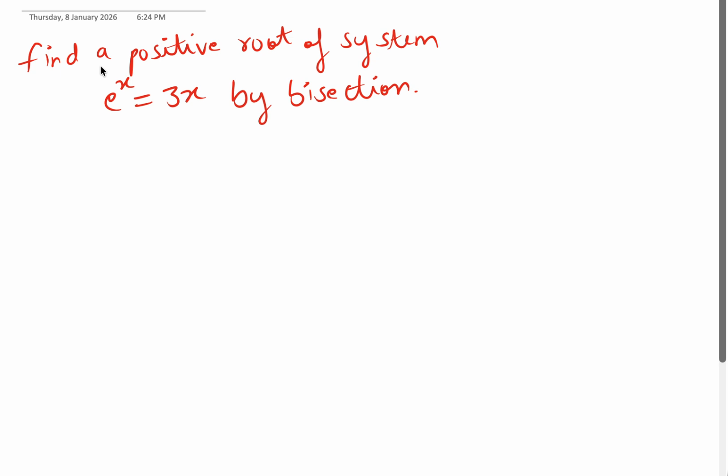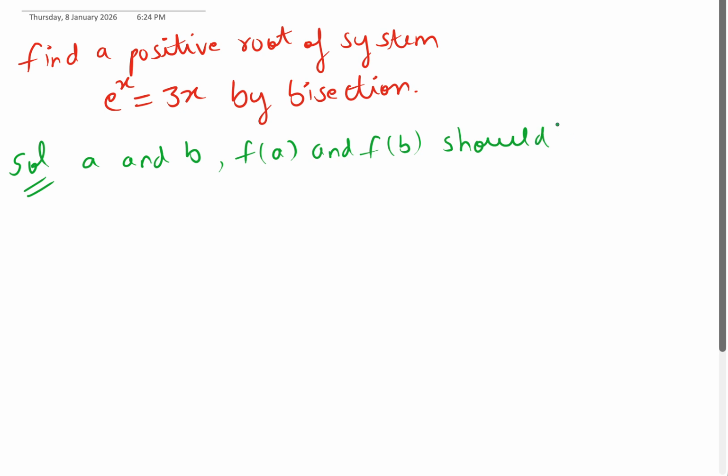Now for the solution of this, we are going to use the bisection method, and we are not given the interval. So firstly we need to find an interval. So we need to find some a and b. A and b would be the interval such that f(a) and f(b) should have opposite signs. Which means if f(a) is positive, then f(b) should be negative.